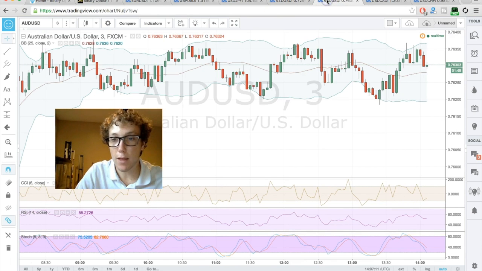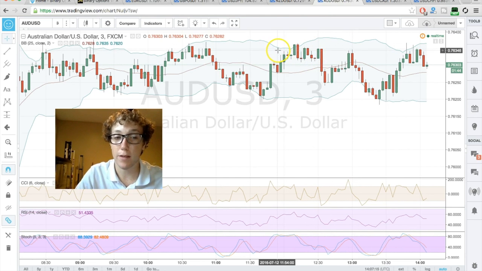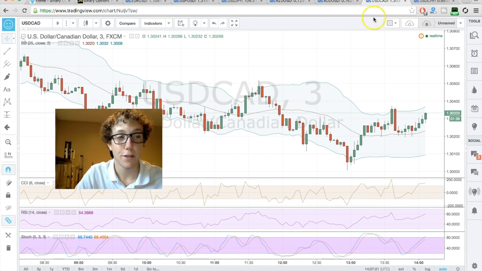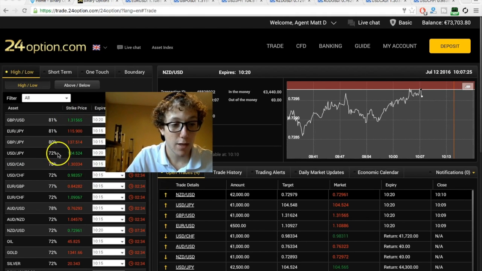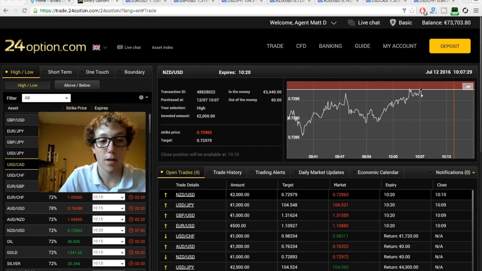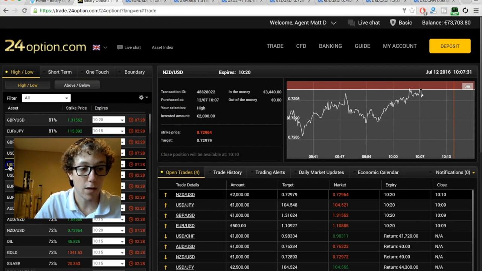Beautiful. AUD USD is still really flat. I'm not seeing any trend trades to take during this time. Maybe a little support resistance, but that's not what I'm looking for today. I'm just trying to stick to the trend strategy. The US Canadian dollar is developing a slight uptrend, so we'll take another small trade on the US Canadian dollar for the 10:20 time frame. This would be a call trade.